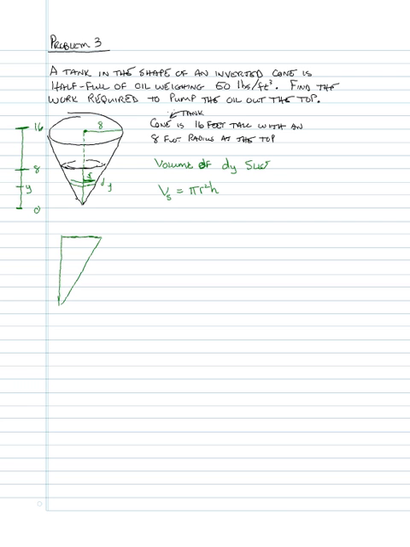Okay, so this is at the top of the tank, and that's 8 feet. And what we have is a level here. Let's go through this now. This is at the 0 level. This is at the 16-foot level. And this is at the level we're at, the y level, okay? And this is the radius that we're looking for.